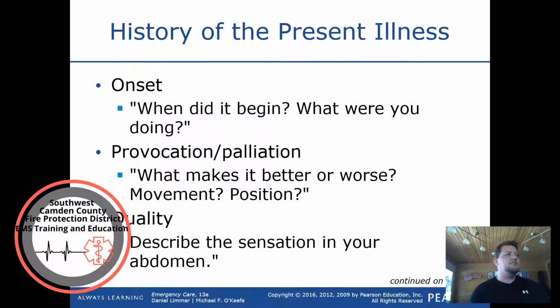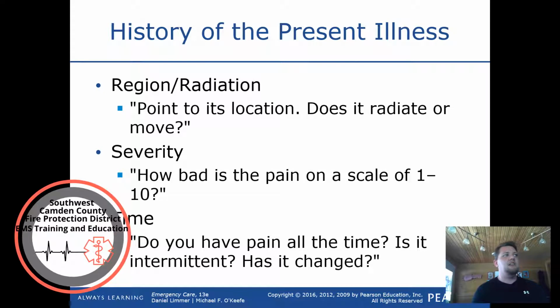Quality. Describe the sensation in your abdomen. Radiation. Does it go anywhere? Severity. How bad is the pain on a scale of 1 to 10? Time. Do you have pain all the time, or is it intermittent? Has it changed? Okay.